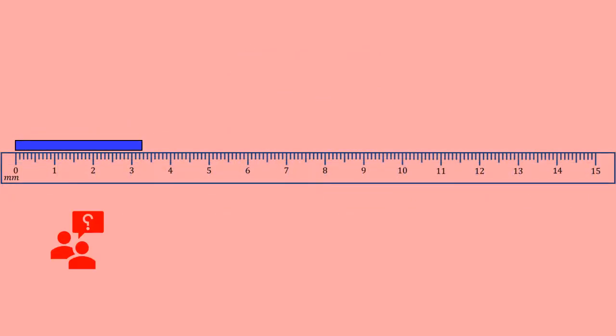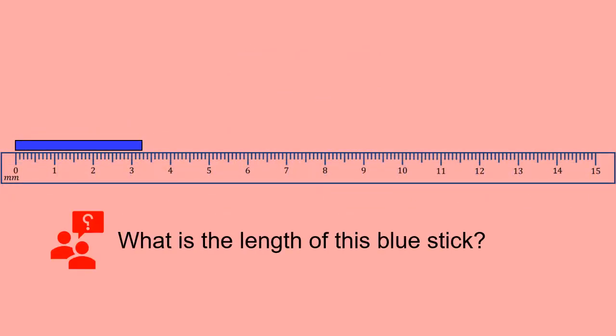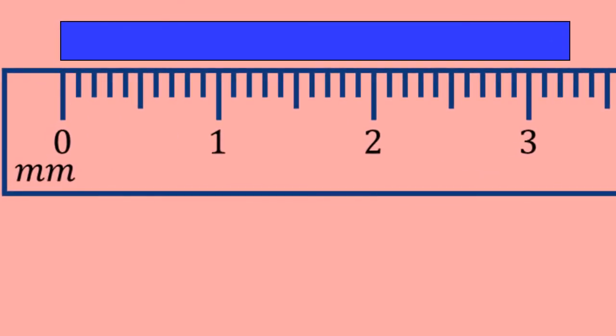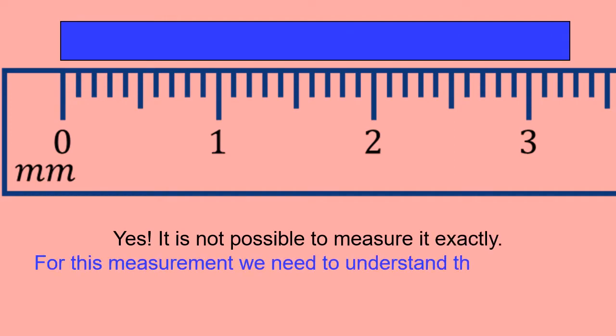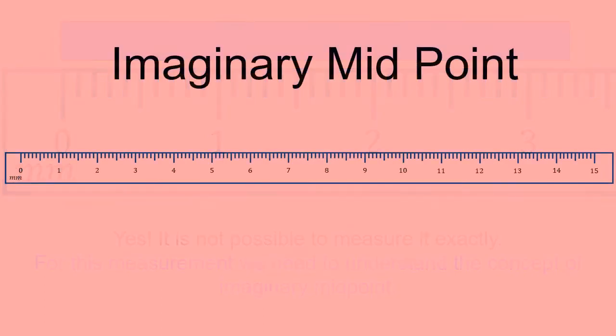Now, can you measure the length of this blue stick? Yes, this is a bit tough. It is not possible to measure it exactly. For this measurement, we need to understand the concept of imaginary midpoint. Imaginary midpoint is a point which we just imagine in our mind at a midpoint between a smallest division. This point is not actually present on the ruler.